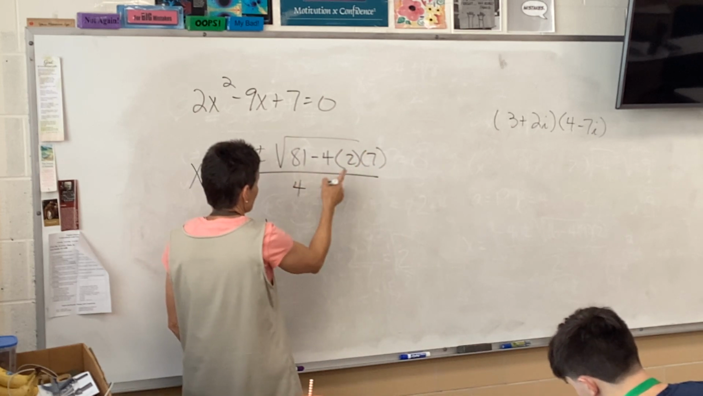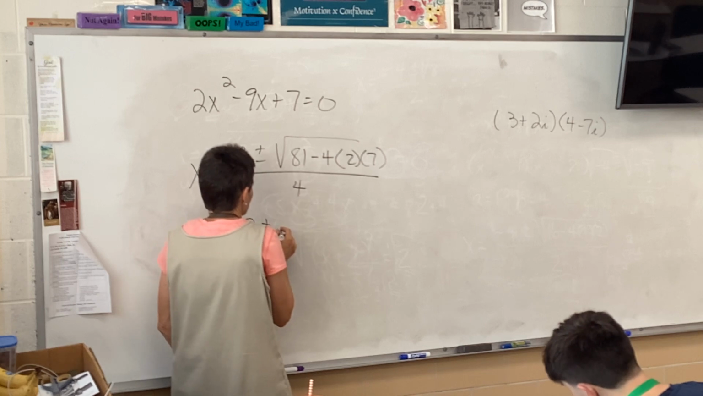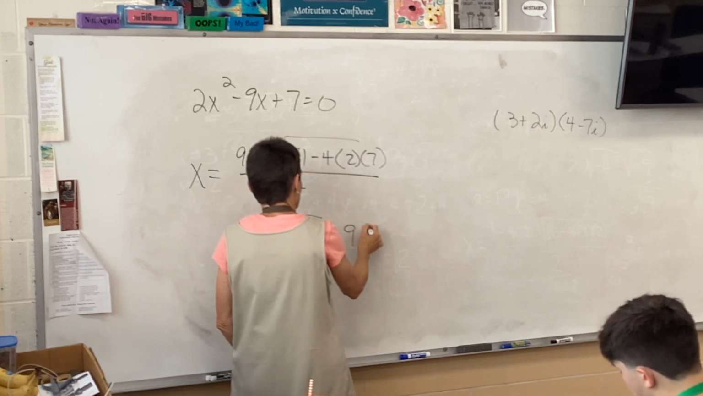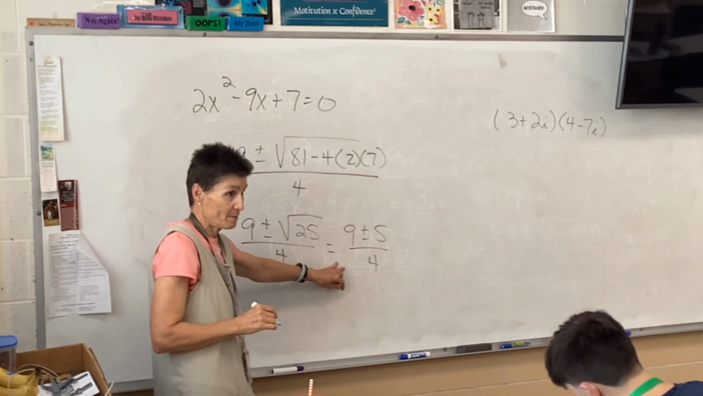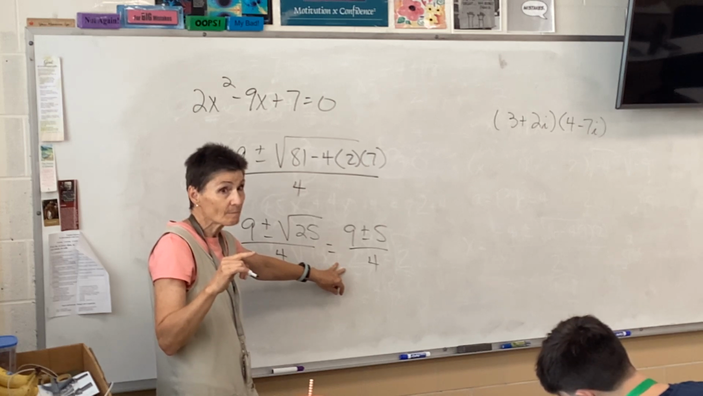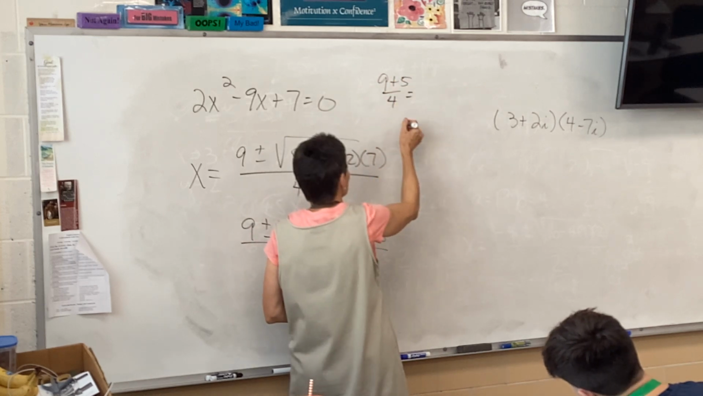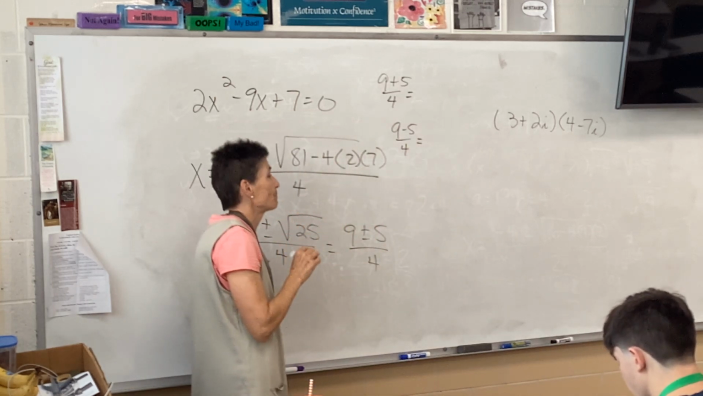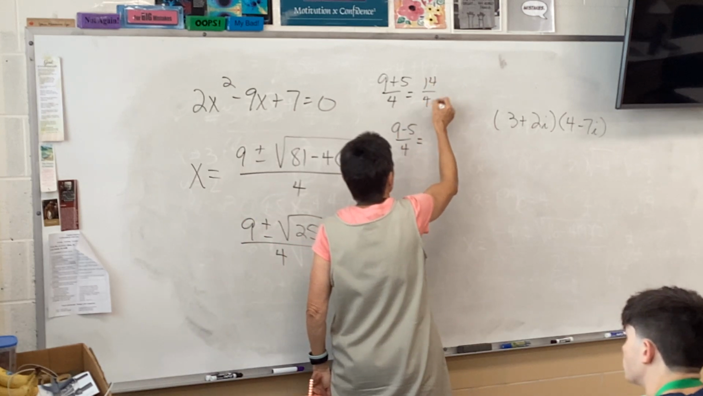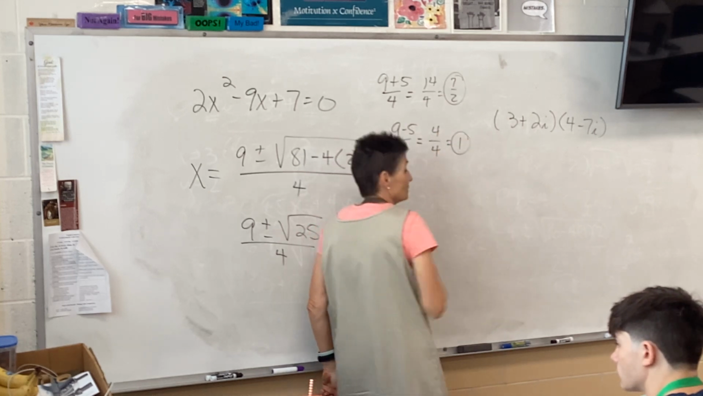I wondered why I kept seeing calculators, but we got some arithmetic going on here, don't we? Did you get 25 under there? Yes, ma'am. So this one, I swear 25 is 5, but I hope you didn't stop there because this one actually simplifies. So we're going to do 9 plus 5 over 4, and we're going to do 9 minus 5 over 4. So the actual answers that you wrote down should have been 7 over 2.